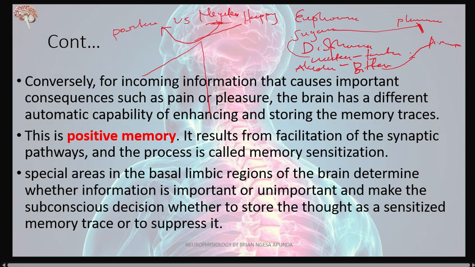So special areas in the basal limbic regions of the brain determine whether the information is important or unimportant. That means the working memory at the prefrontal cortex of the brain should also have a direct connection to the limbic cortex, possibly in the temporal lobe. From there, that advances into the specific limbic structures, such as the amygdala. The amygdala is a very important area for the storage of emotions. So whether something is reminding you of a happy thing or a sad thing, you are able to store it at least temporarily as the working memory. But if it is something that is not making sense emotionally, you are not able to store it.